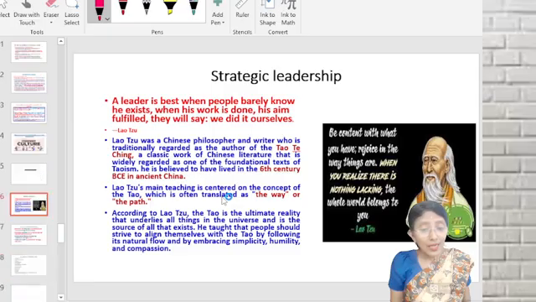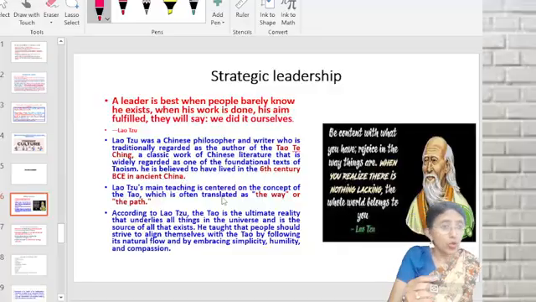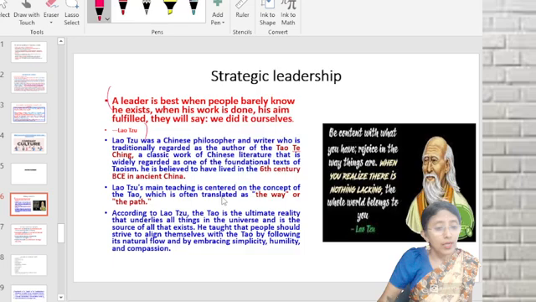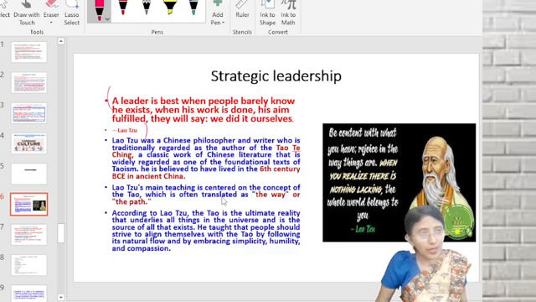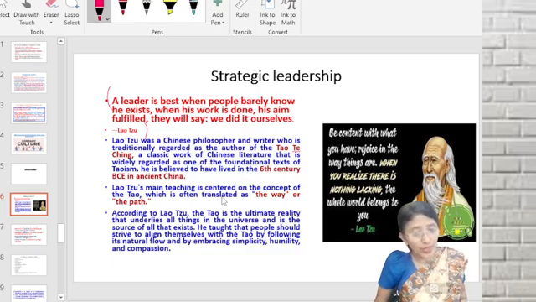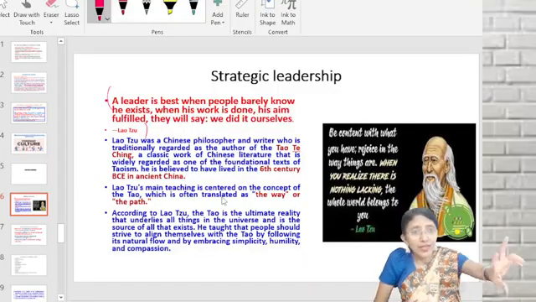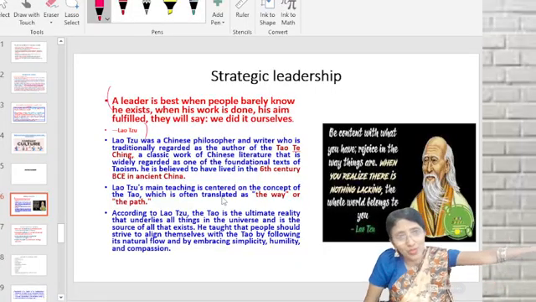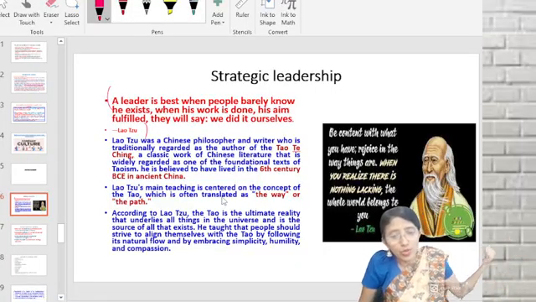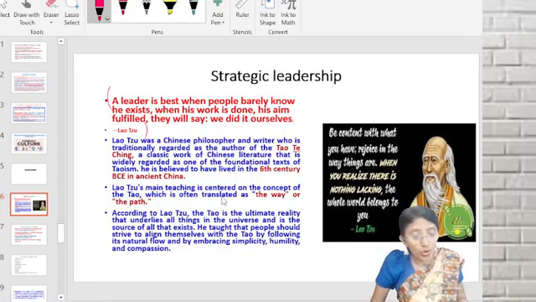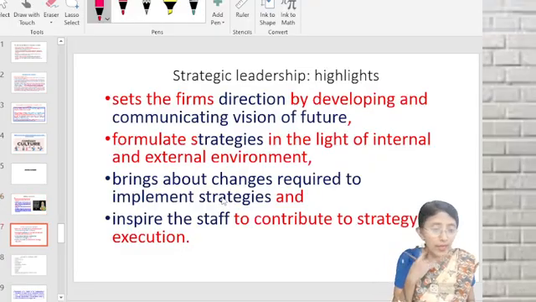Company's culture, leadership. Regarding leadership, I told you to give Lao Tzu's example, because the quote is there in your parent source. A leader is best when people barely know where he exists. When his work is done, his aim is fulfilled, they will say we did it ourselves. A leader is known not by his appearance, my dear students, but by the performance. So please write about Lao Tzu's quote, which is very important. The leader lays the path.